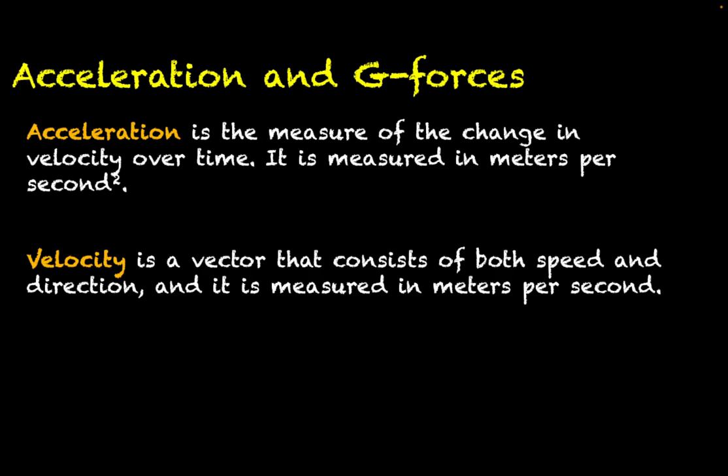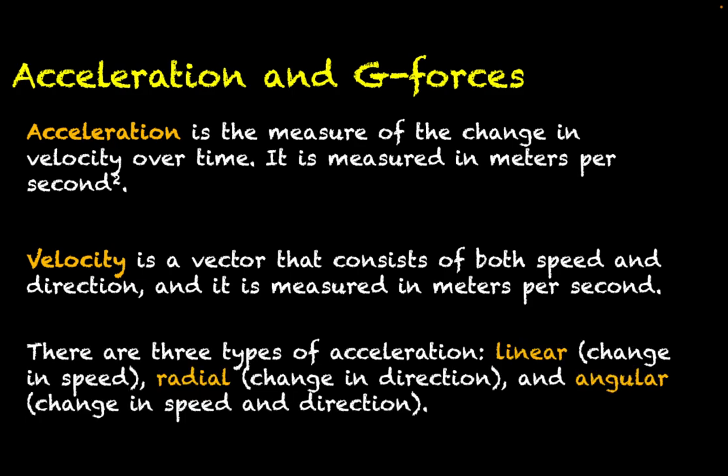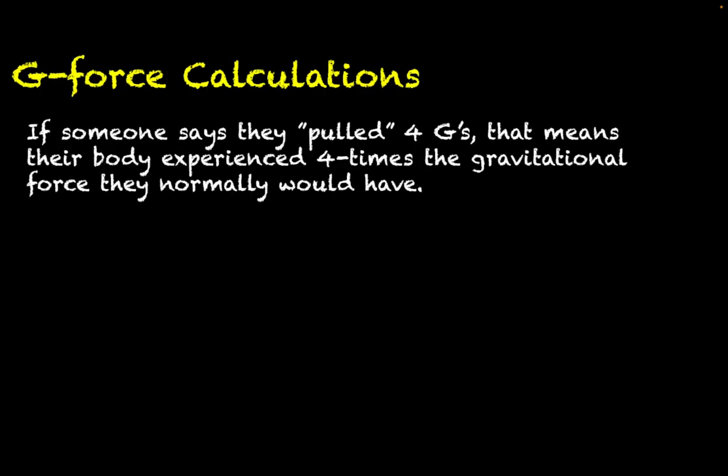So if we work that backwards and go back to acceleration, acceleration is the measure of the change in velocity over time. So it includes not only a change in speed, but also a change in time as well. So there are three types of acceleration that we need to consider. There is linear acceleration, which is just a change in speed, radial acceleration, which is just a change in direction, and then much more commonly, you're going to see angular acceleration, which includes both a change in speed and direction.